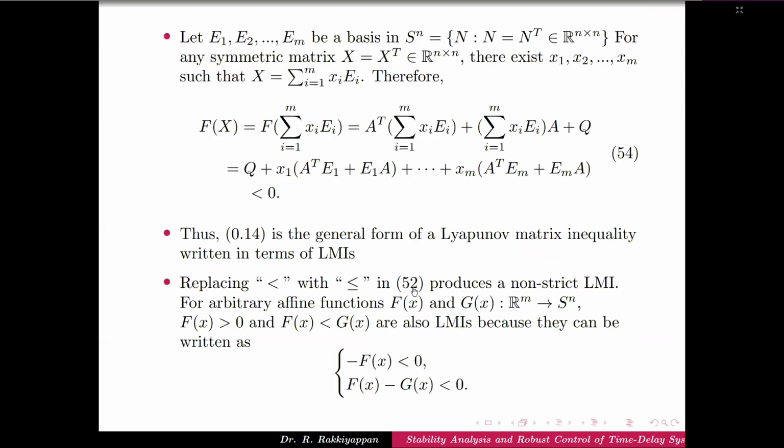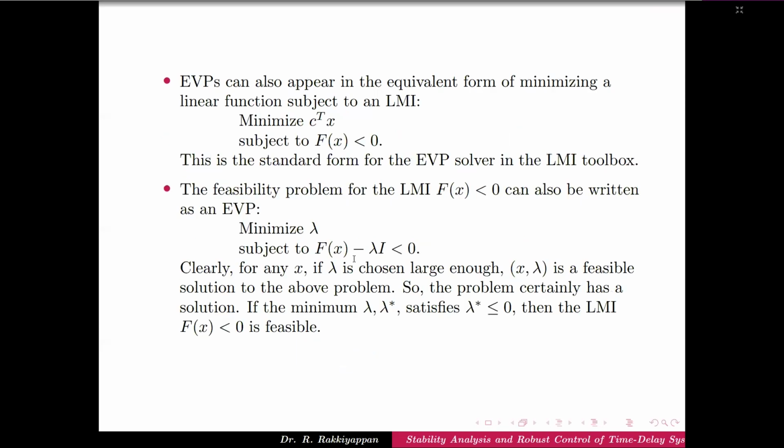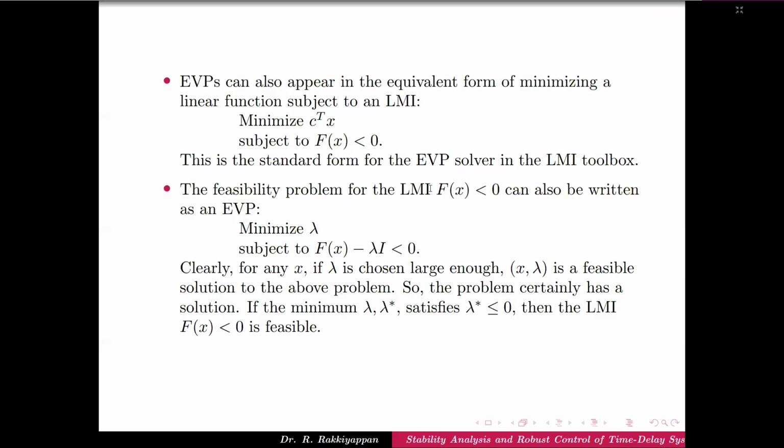Here there are several kinds of LMI problems, linear matrix inequality problems. The first one is the LMI problem, which is nothing but the feasibility of the problem. Mainly we are using this method for obtaining the stability analysis as well as the control analysis for the given systems. The other two problems are the eigenvalue problem and the generalized eigenvalue problem. These are two different methods which are not frequently used in the literature. Mainly we are focusing on the first problem, the LMI problem. We have to establish the feasibility region for the given convex region of the LMI problem.